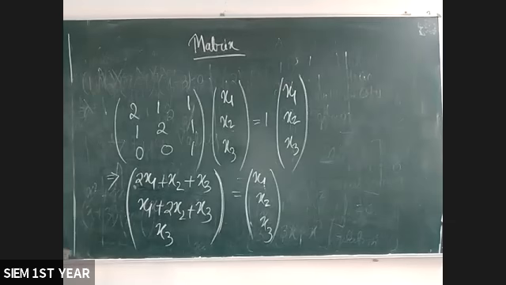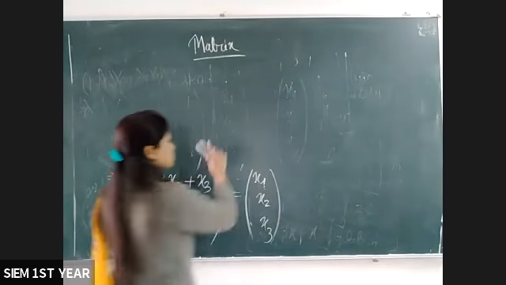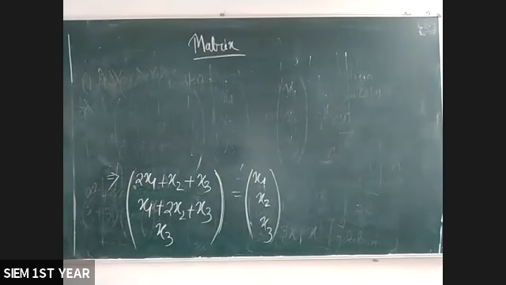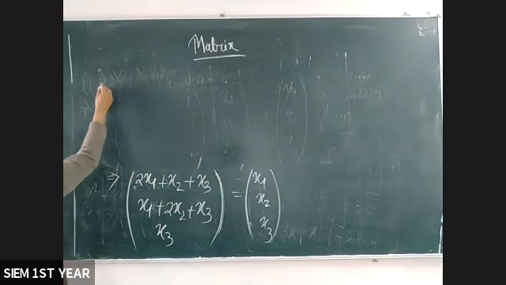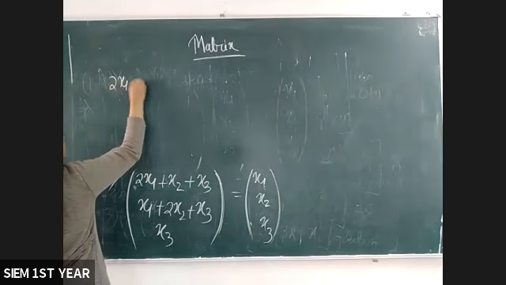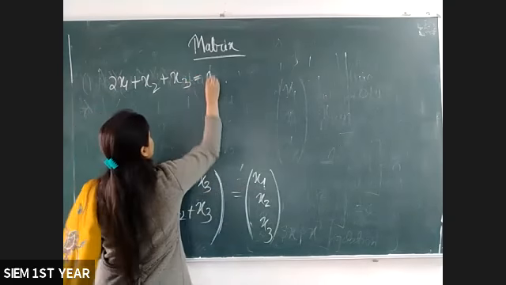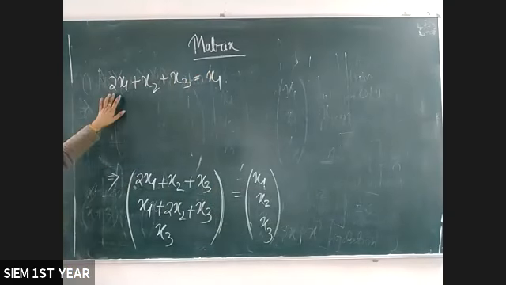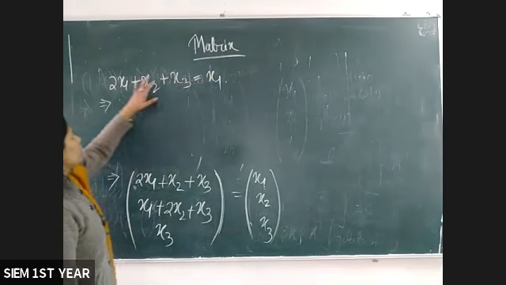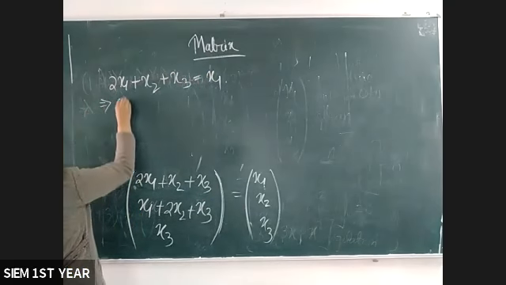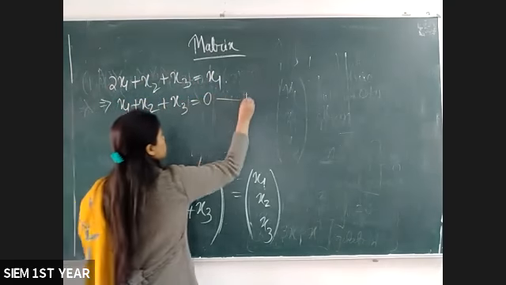I hope you already copied this portion, so I am erasing this. You have to consider the first element equal to the first element. So 2x1 plus x2 plus x3 will be equal to x1. We simplify this: if you take x1 to the left hand side, you will get x1 plus x2 plus x3 is equal to 0. This is the first equation.